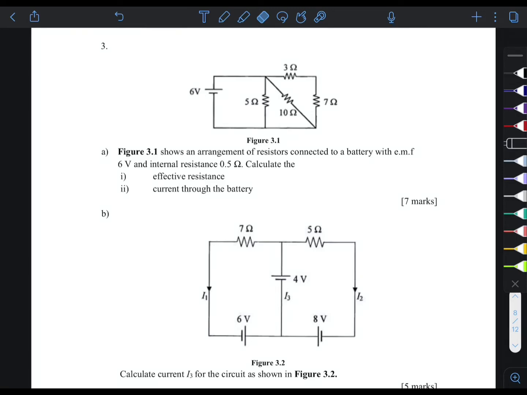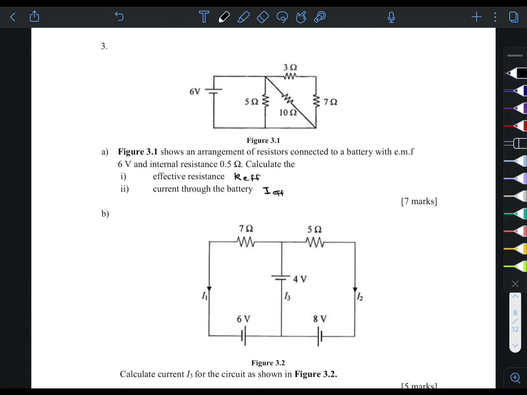We are going to look at question 3 in this video. Figure 3.1 shows an arrangement of resistors connected to a battery with EMF 6 volt and internal resistance of 0.5 ohm. Calculate the effective resistance and current through the battery. So what we are looking for is the R effective and also the current in the battery, which is the total current, or I effective.